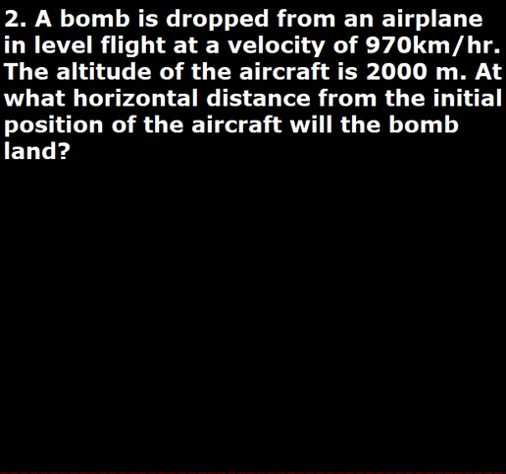Now let's say we have this kind of question. A bulb is dropped from an airplane in level flight at a velocity of 970 kilometers per hour, and the altitude of the aircraft is given. At what horizontal distance from the initial position of the aircraft would the bulb land?